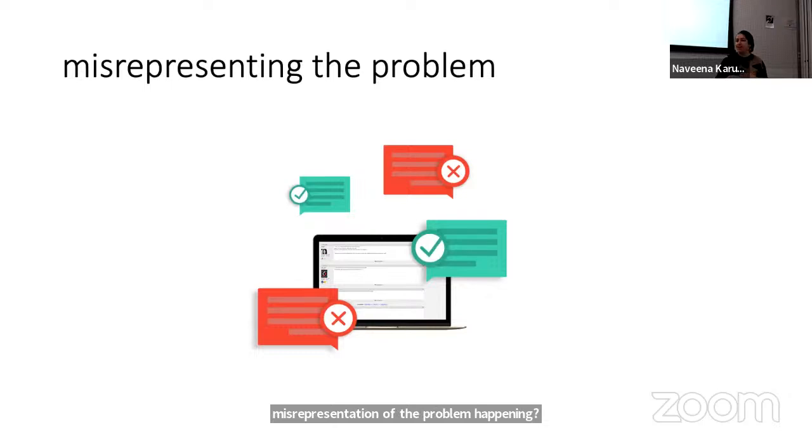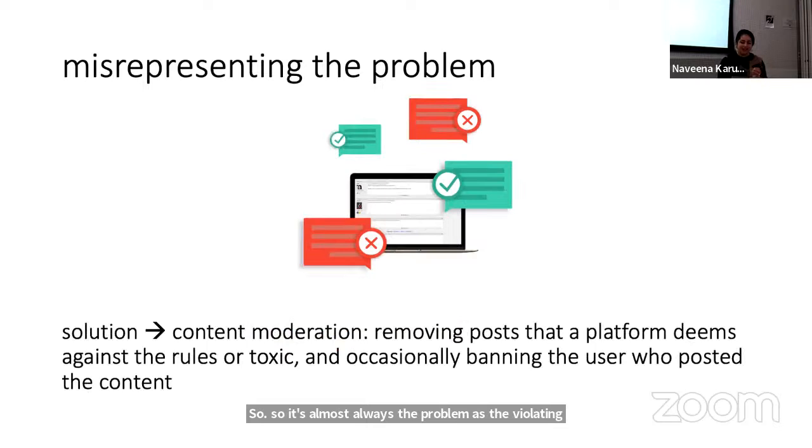Facebook's process, and I don't want to just diss on Facebook, like all of us, the way we think about online harm suffers from this misrepresentation of thinking about the problem as the problem of bad content. So it's almost always the violating photo or the threatening posts or the Nazi symbolism. It's the content that's the problem. And so once you've thought about it as a problem of toxic content or bad content, then the solution automatically becomes content moderation. So what are some quick and easy and cheap ways that we can remove the bad content from the good content? And then we're done.